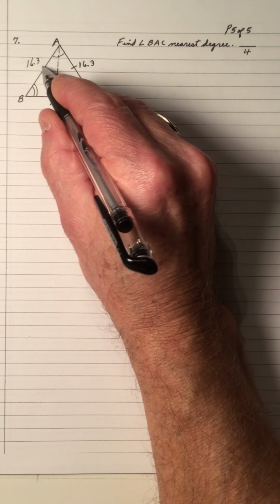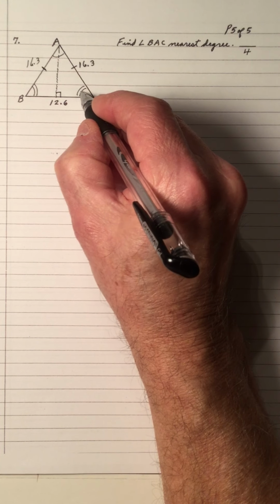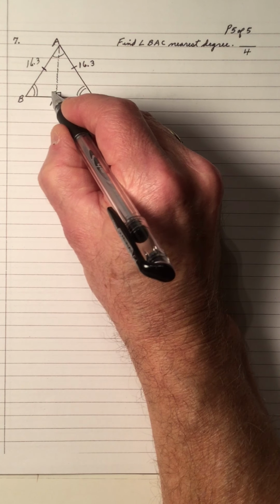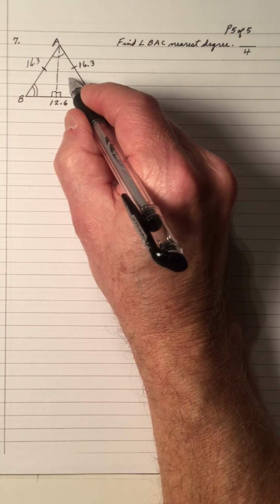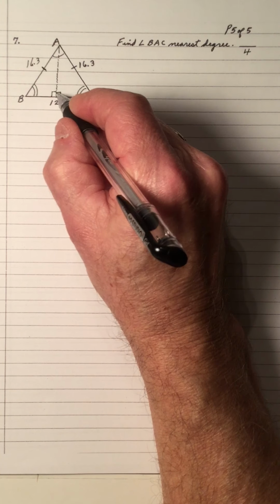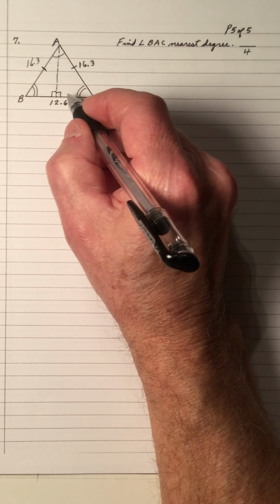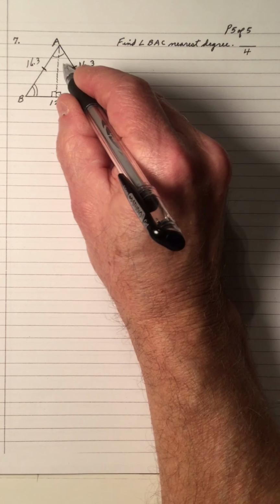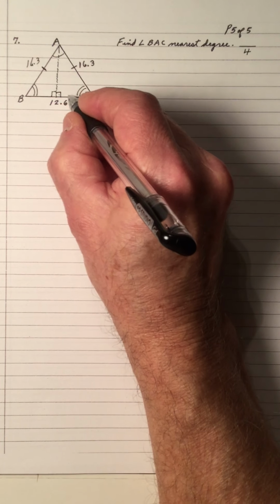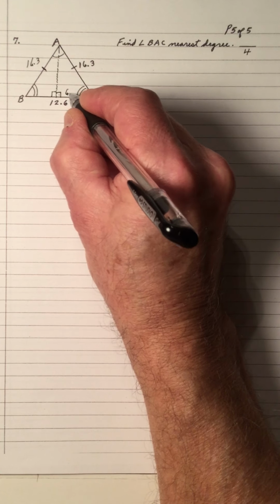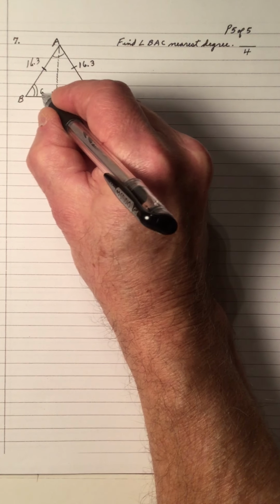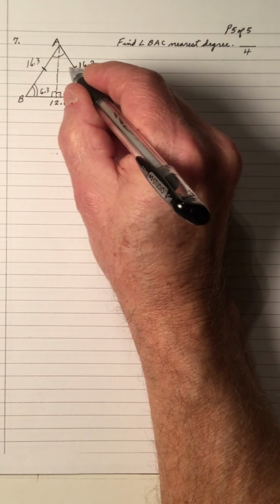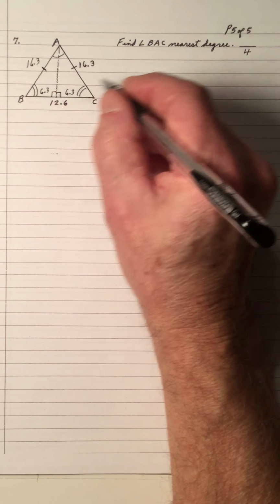That side equals that side. This angle equals this angle. This angle right here equals this angle. So this triangle here has 2 angles and a side equal. So that's an AAS. These 2 triangles are congruent. So that means these 2 are 6.3 and 6.3, because the perpendicular between these 2 sides bisects the base.